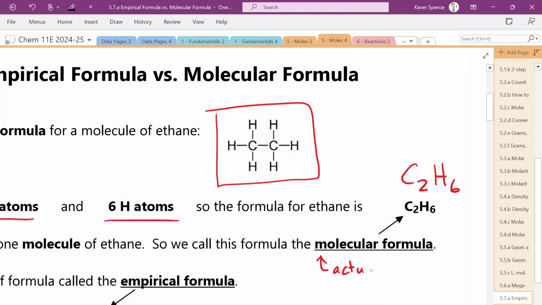So the molecular formula tells you the actual number of atoms in the molecule.